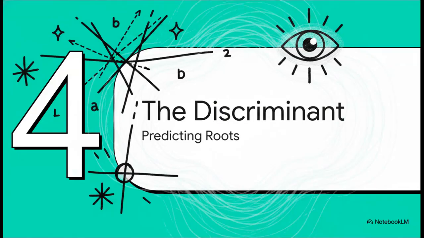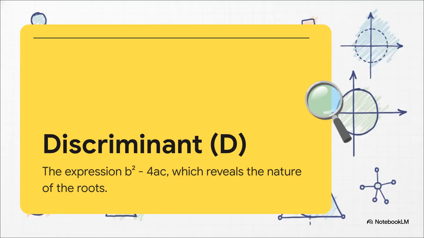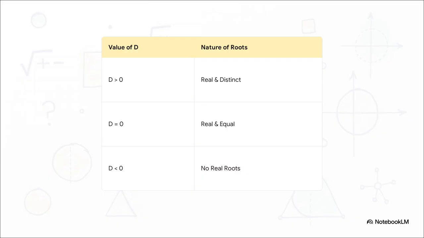All right, next up, decoding the discriminant, predicting the nature of roots. Look really closely at that quadratic formula we just went over. Right inside the square root, there's a very specific piece of math, b squared minus 4ac. We actually call this D, the discriminant, and it's like a mathematical oracle. Just by calculating this one tiny piece, without doing any of the rest of the heavy lifting, we can completely reveal the nature of our roots ahead of time. The rules for this discriminant are remarkably simple.